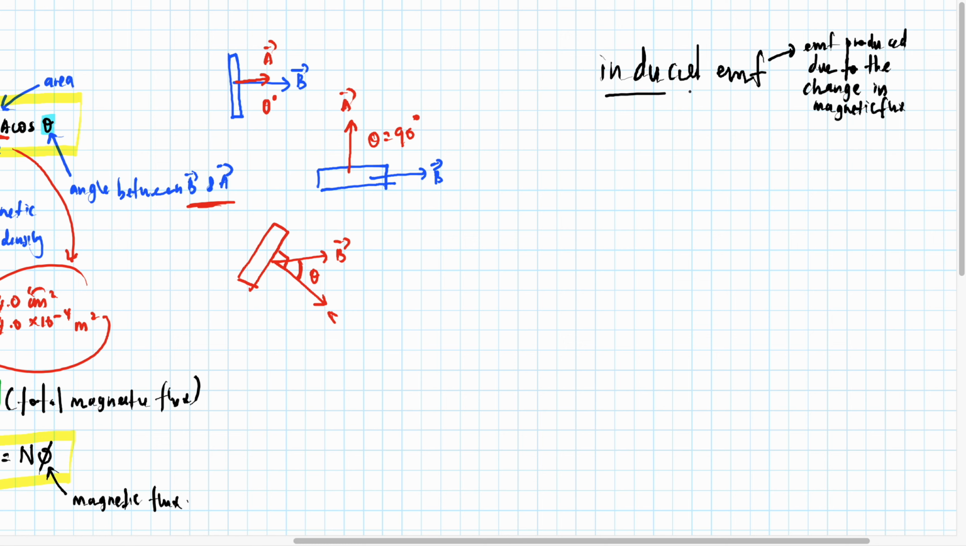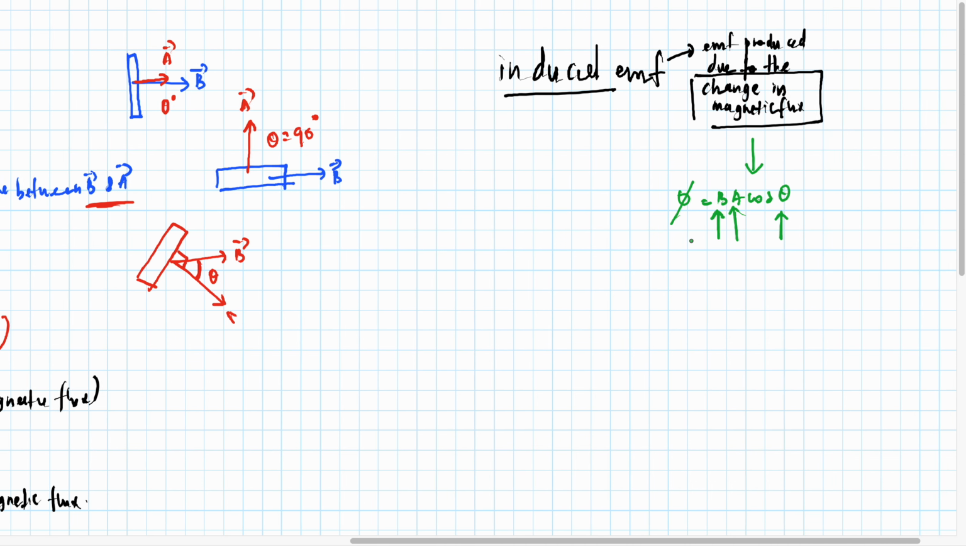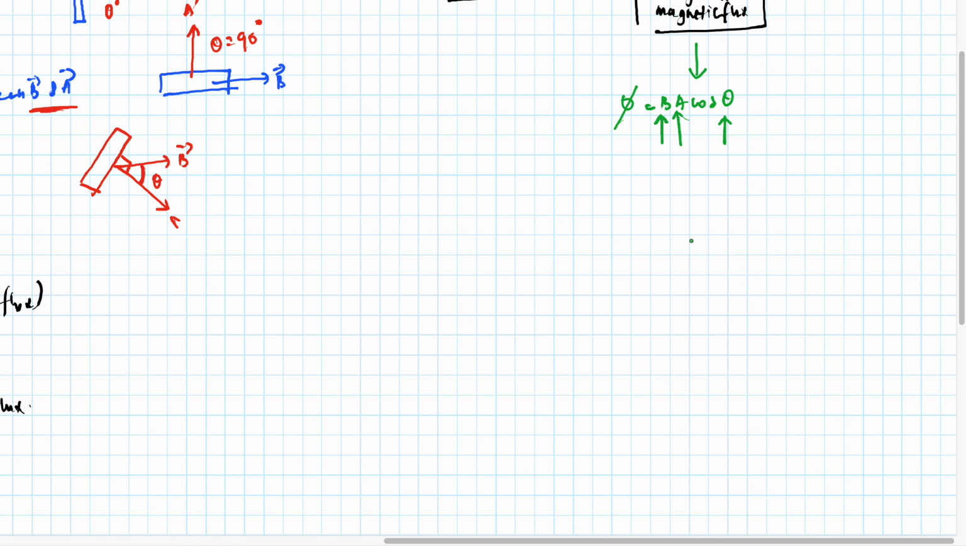Okay, so induced EMF akan berlaku bila ada change in magnetic flux. Change in magnetic flux, that means, so kita tahu magnetic flux equals BA cos theta. That means something is changing, sama ada your magnetic field yang berubah, area yang berubah ataupun angle yang berubah. Okay, so that is induced EMF lah. Okay, so sebelum kita masuk induced EMF, let's do a quick recap on Faraday's law and Lenz's law.